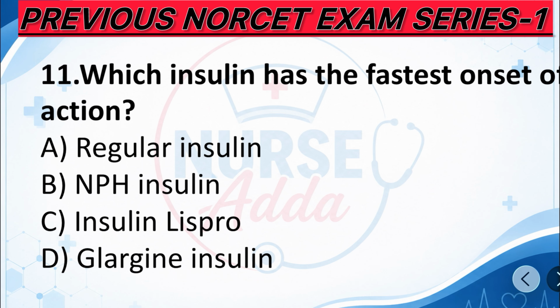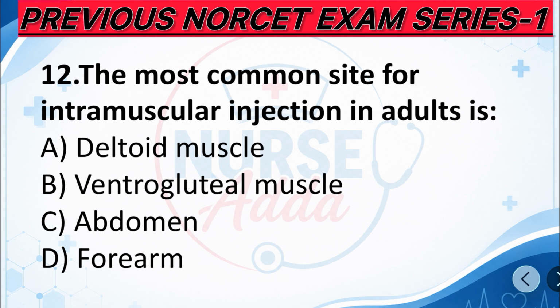Next question. Which insulin has the fastest onset of action? Regular insulin, NPH insulin, insulin lispro, glargine insulin. The right answer is option C. The most common site for IM injection in adults is deltoid muscle, ventrogluteal muscle, abdomen, forearm. The right answer is option B.